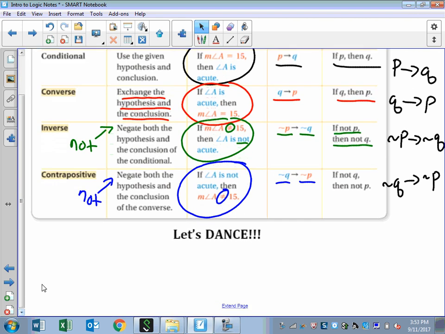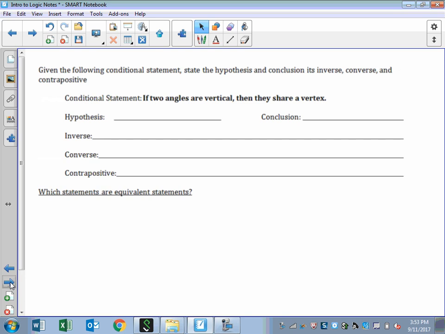All right, I know this seems a little abstract now, but we're about to do a more concrete example. Given the following conditional statement, state the hypothesis and conclusion, and write the inverse, converse, and contrapositive. Our conditional statement is: if two angles are vertical, then they share a vertex. Like it said in the notes before, the hypothesis comes after if, but before the comma.